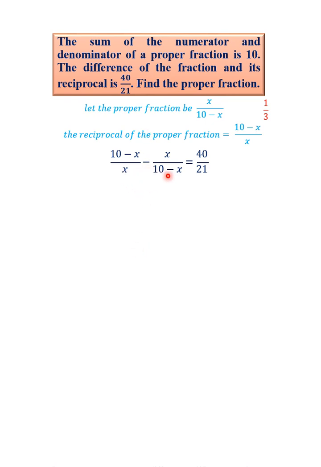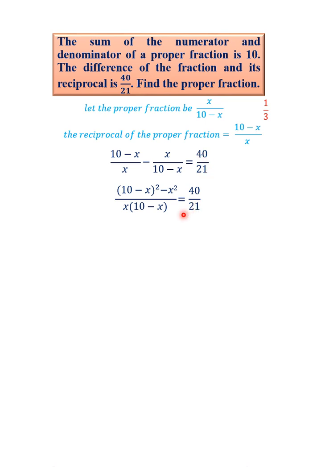At this point, we take the LCM. The LCM of x and 10 minus x is the product, x into 10 minus x. If x goes into this, we'll be left with 10 minus x. 10 minus x then multiplies this 10 minus x at the numerator, and we have 10 minus x squared. Then this negative is this negative here. Again, 10 minus x into this, you will be left with x. x times this x gives us x squared. And everything is equal to 40 over 21.